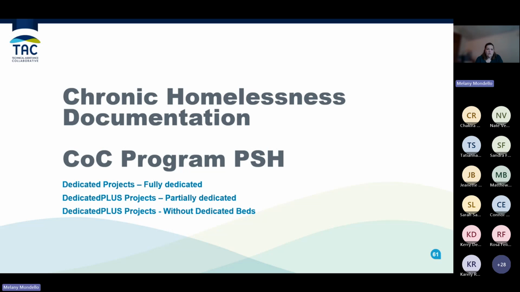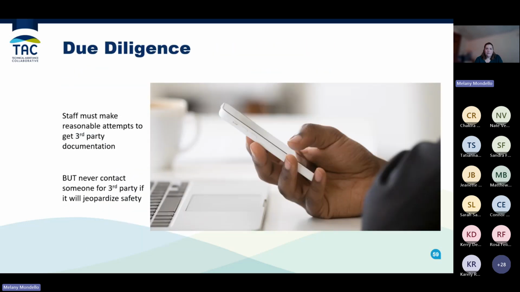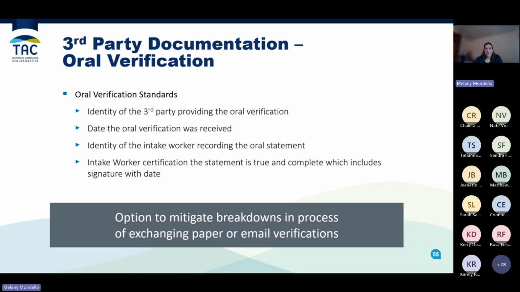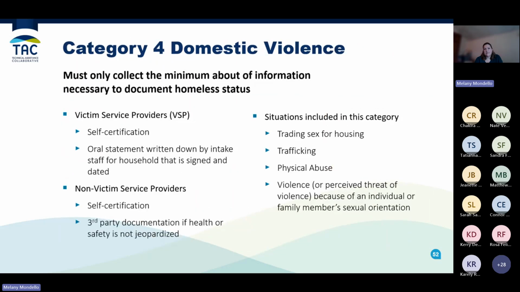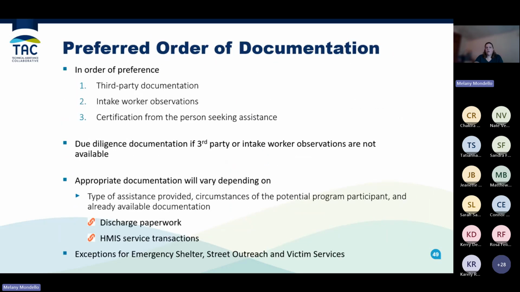So before I get into chronic homelessness documentation, which is mostly for PSH, but I hope all the rest of you stay because you're partners in trying to help get this documentation for people. Are there any general questions just about the preferred order or how to document some of these things? I'm just going to go back to the preferred order.